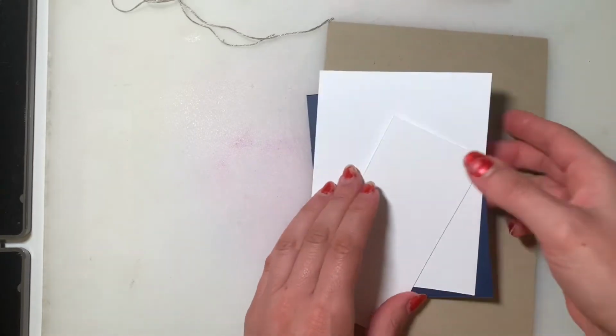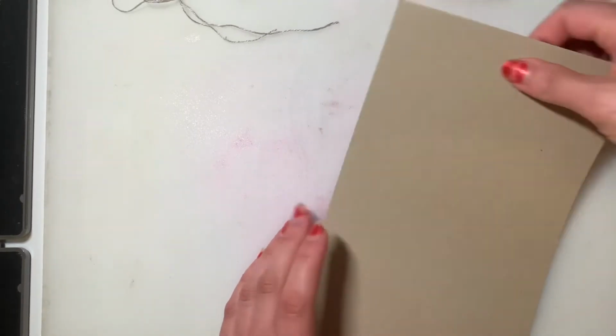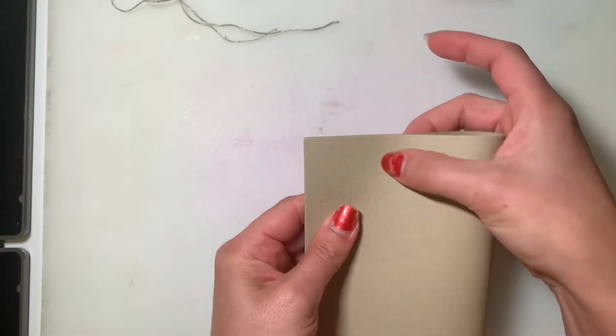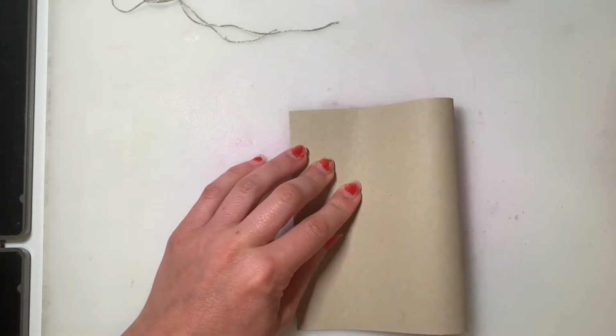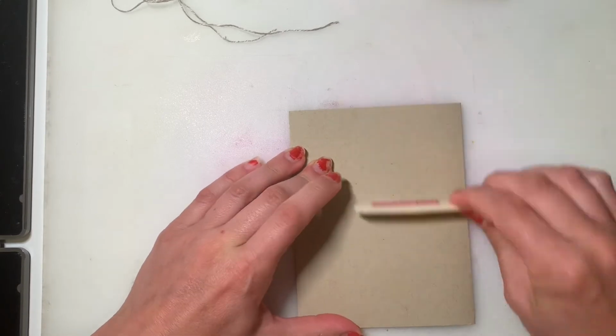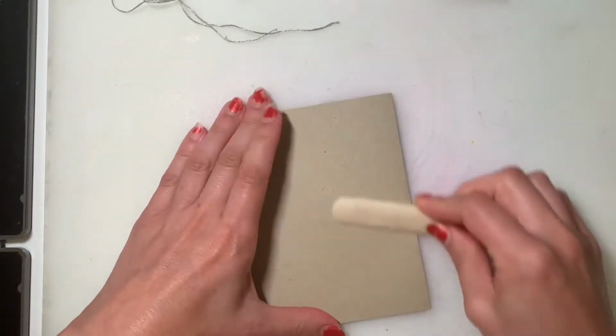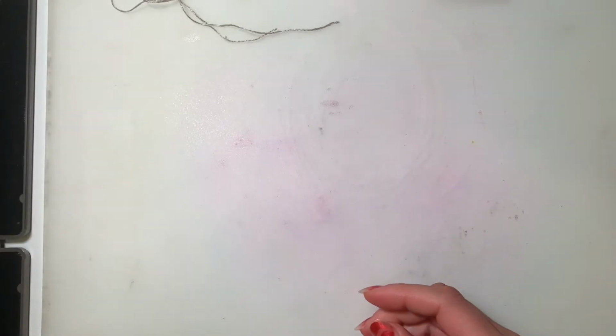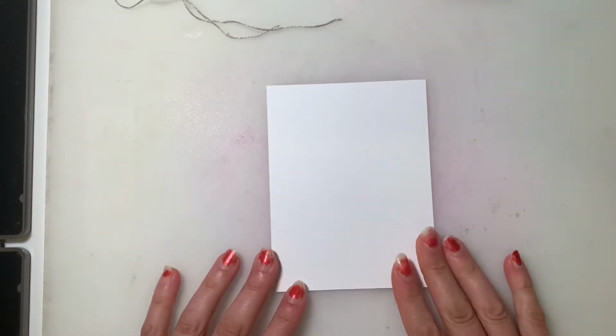Loving those guys. As always, I like to kick off my cards by just folding my card base in half. I like to just get that out of the way, so I can get a nice crisp, clean fold with my bone folder. And then let's set that off to the side, and grab your large piece of Basic White.